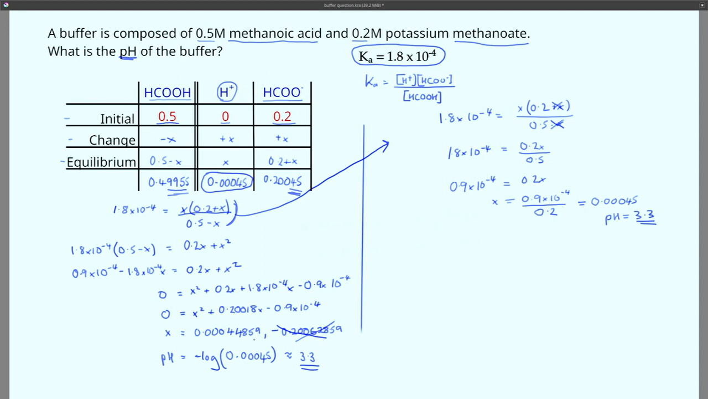And you can check this out yourself. If you leave this number in the calculation and do the minus log of that number, you'll see it be something like 3.346787 and so on. So practically there's no real difference between them. So that is the second method, and I'm hoping you can see it's a lot simpler.